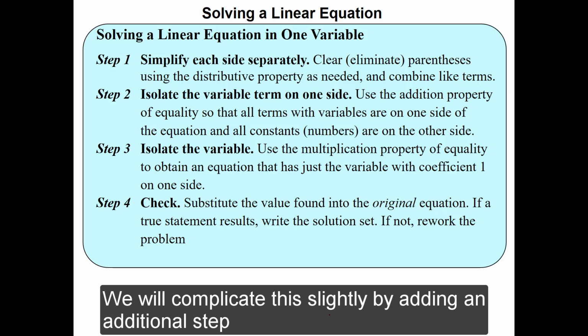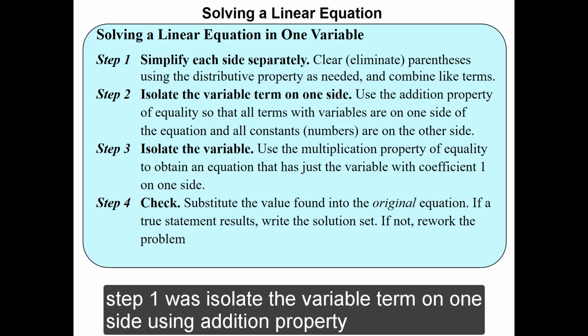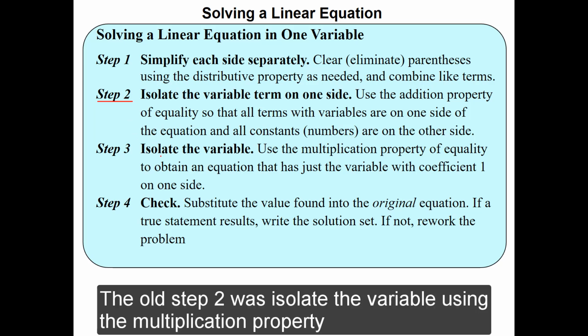Okay, we will begin to complicate this slightly by adding an additional step. In the previous parts, we had step 1 and 2. Step 1 was isolate the variable term on one side using the addition property. That is now going to be step 2. The previous step 2 was isolate the variable using the multiplication property of equality.